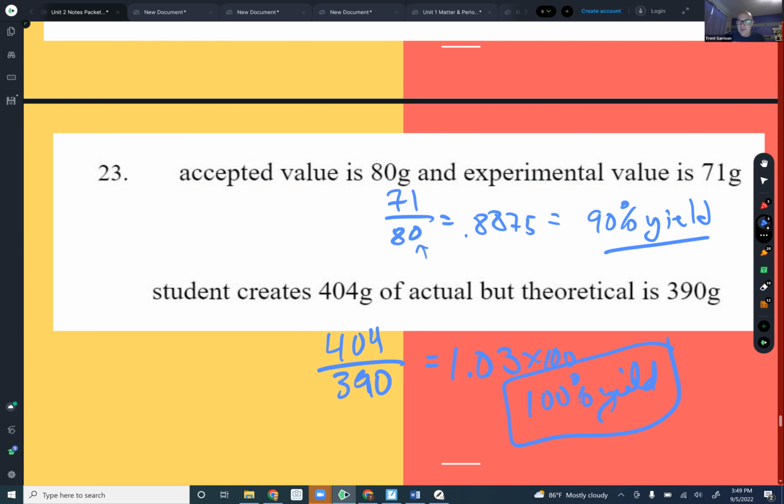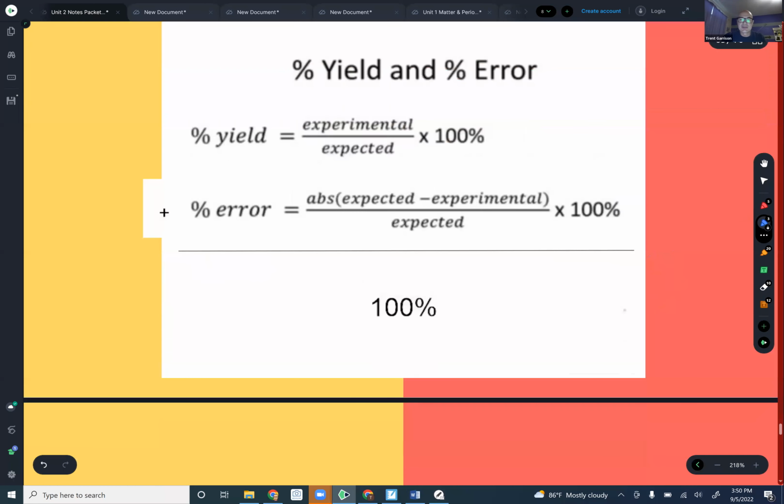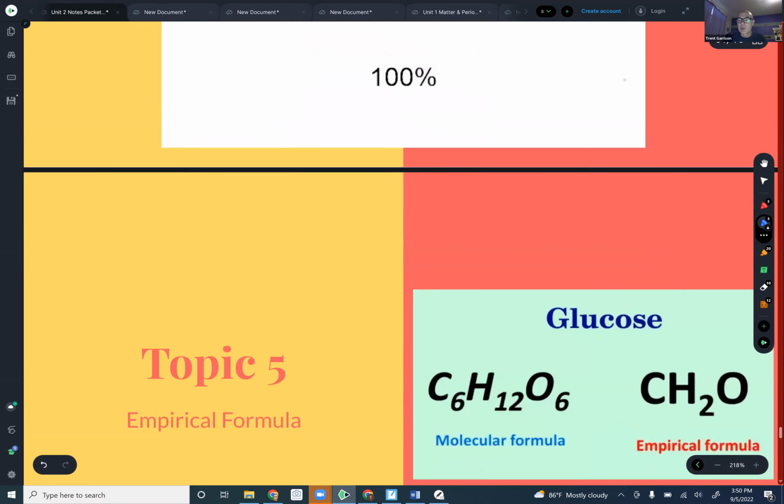All right, so thank you very much for your time. Hopefully you will have a little bit of practice with percent yield and percent error, remembering that the addition of the two of these will equal up to be 100%. If you add percent yield and percent error, it's going to be 100 always. So as long as you know one of the formulas, you actually kind of know both of the formulas.